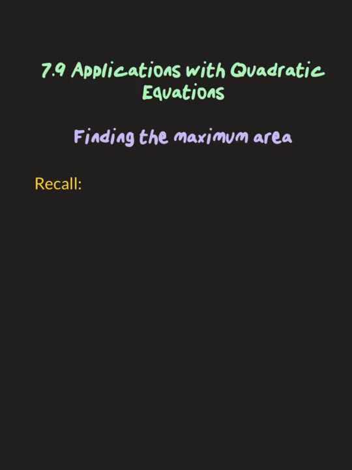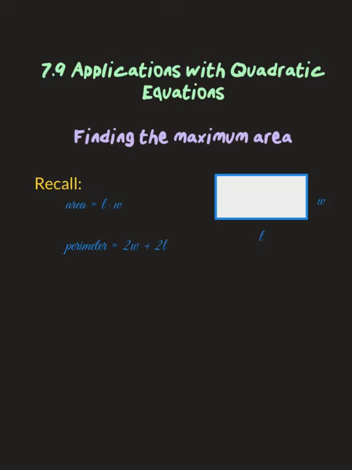All right, let's first recall two things from a while ago: area and perimeter of a rectangle. Say we have a rectangle with length and width. We know that the area is length times width, and the perimeter is 2 times the width plus 2 times the length. So area is everything that's inside, perimeter is the outside length. We're going to be using both of these equations on our next couple examples, so let's get into it.